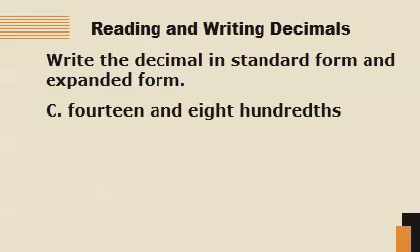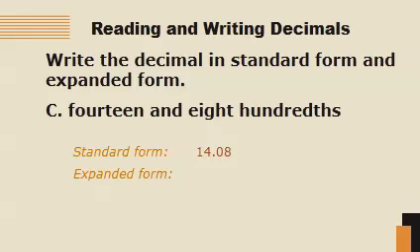Again, more exercises. We need to write the following. It's already given in the word form. We need to write it in standard form and in expanded form. So first, the standard form. It's 14 and 8 hundredths. So 14 is the whole part and 8 hundredths is the decimal part. So it's 14.08. In expanded form, it's 10 plus 4, which is the whole part, plus 0.08.